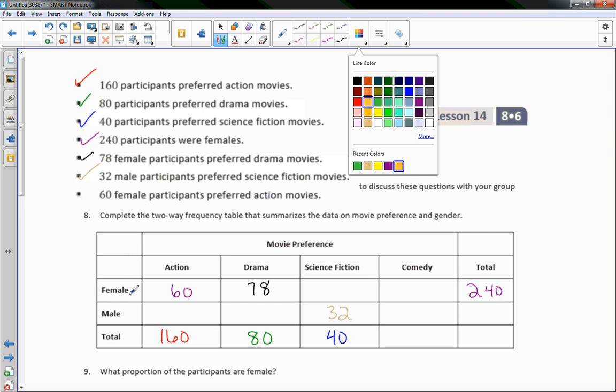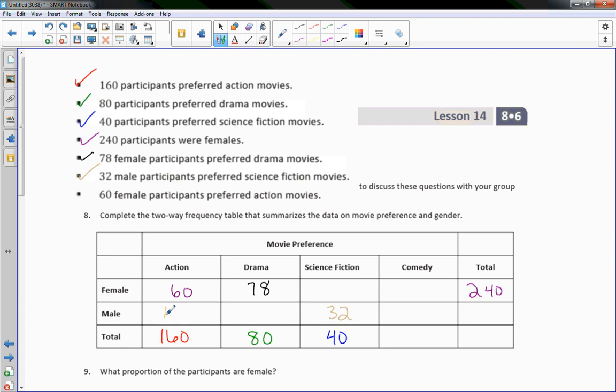All right. So, as you can see, I have one unknown. So in math, when we have only one unknown, we can find it. 160 minus 60 is 100. 80 minus 78 is 2. 40 minus 32 is 8. I don't know any of the comedy column. I'm missing 2 values in the male. I'm missing 2 values in the total. I'm missing 2 values in this total.